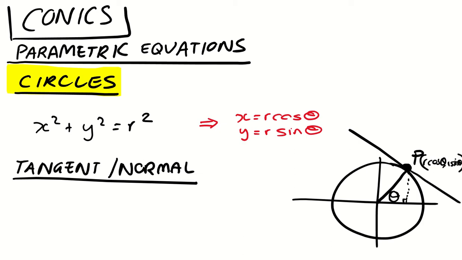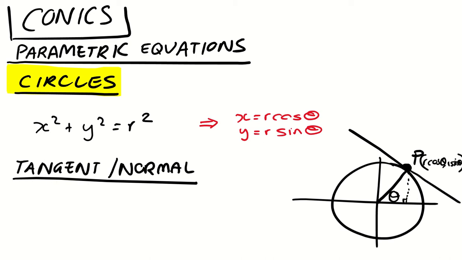Okay, so we're looking at parametric equations in conics. We've seen all of conics with Cartesian, and the idea is that Cartesian's asked most of the time, but parametric obviously can come up. So let's start with circles. We know that x squared plus y squared equals r squared is our Cartesian equation for a circle.